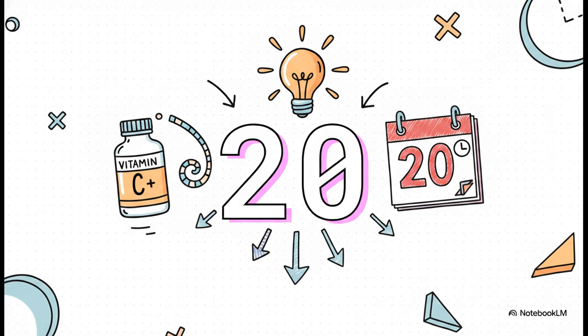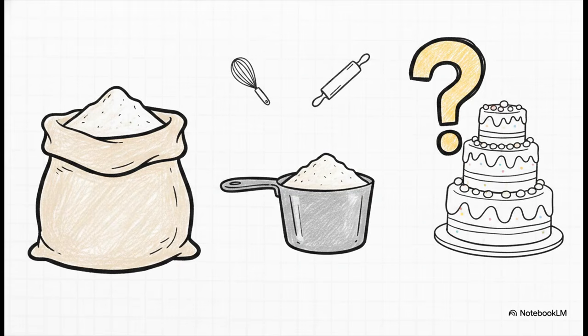Following Polya's final step, we express our answer in a complete thought. That bottle of vitamin C is going to last exactly 20 days. No guesswork required. Let's quickly look at one more real-world example just to show how this works in the kitchen.